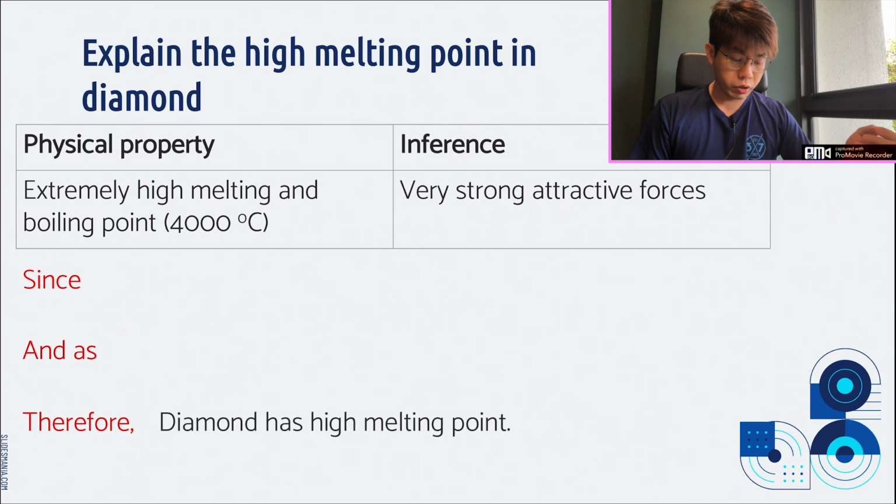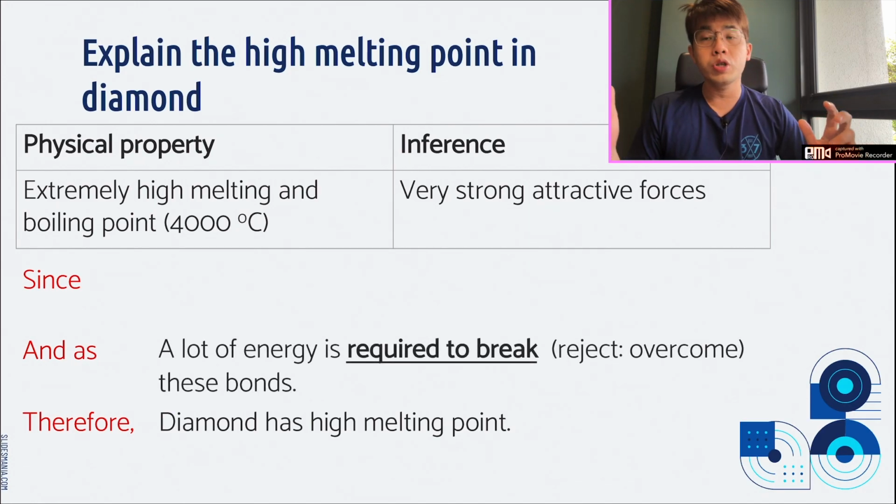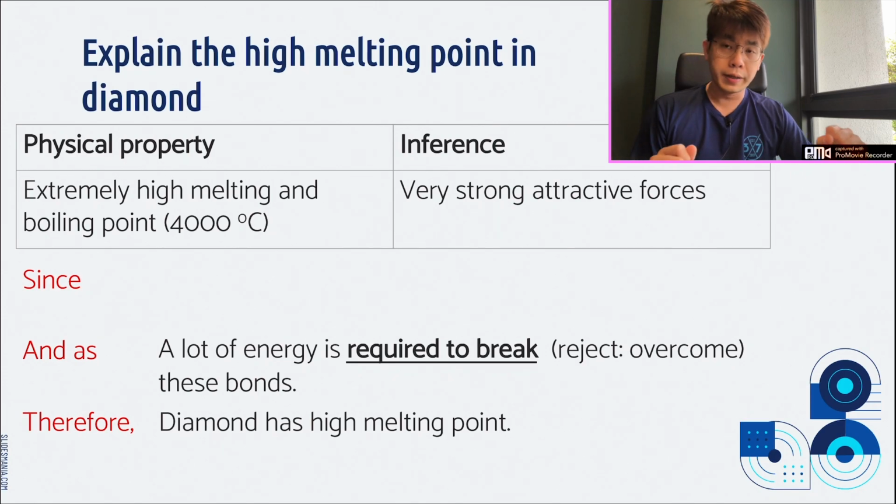So therefore, we are trying to explain why diamond has a high melting point, and we have learned before that a high melting and boiling point means that a lot of energy is required. However, there's one thing that you all must notice: because we are talking about bonds, instead of using the word overcome, we will use the word break.